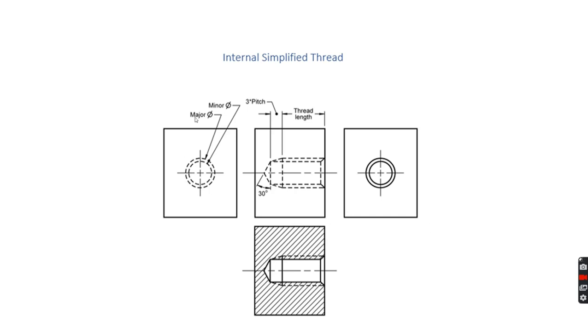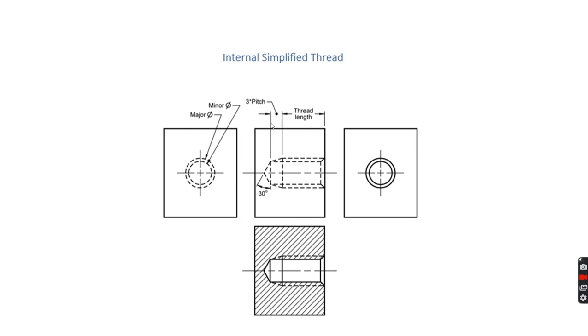We need the major diameter and the minor diameter. Here is our thread length. The one that we did was 0.75. Then we leave 3 times the pitch that's not threaded. And then we put an angle here, and that's going to be the angle of our drill point. We usually put about 30 degrees there.